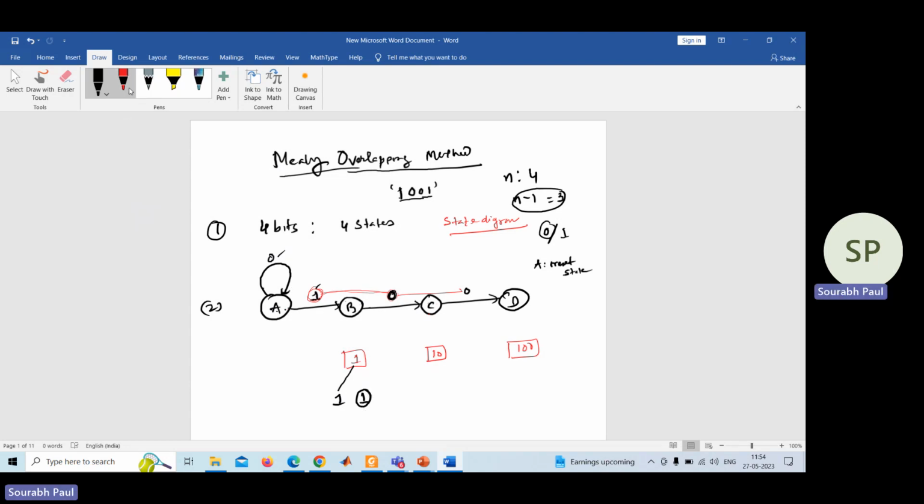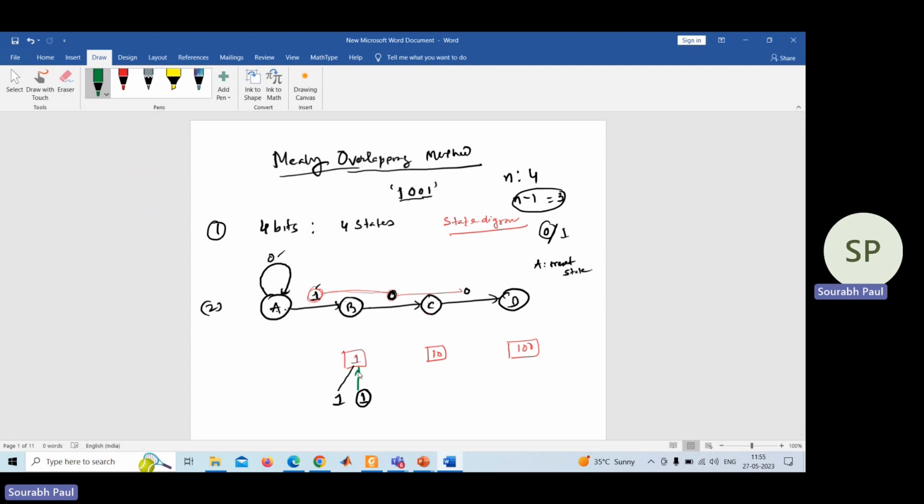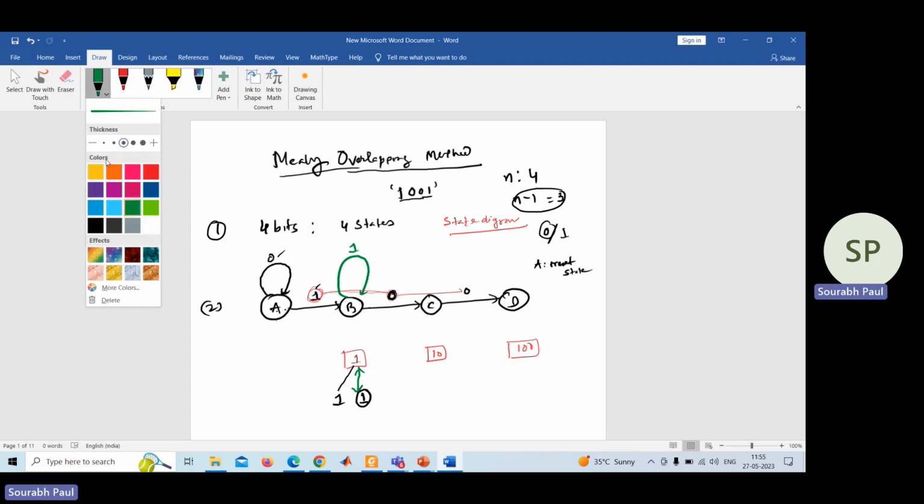Now what you need to do? You have to make a comparison between this square box 1 and this remaining input 1. If they are same, then you need to use the self loop. The input is 1. Okay. If they are same, you need to use the self loop. If they are not same, you need to go to the reset state, which means you need to go to A. Okay. So in this case, we have seen this 1 and this 1 are same. So we need to use the self loop. Okay. Now come to the next one.